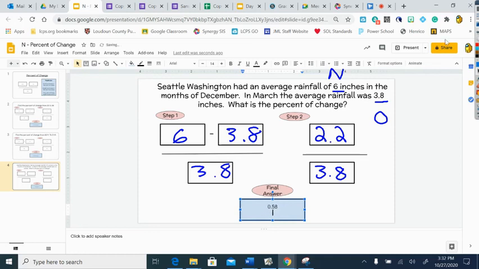Now, if I was going to do this, I would have to make this a 58%. And I'm going to say increase because my original answer was positive. And you don't have to have it 0.58. I would leave it as 58% increase.